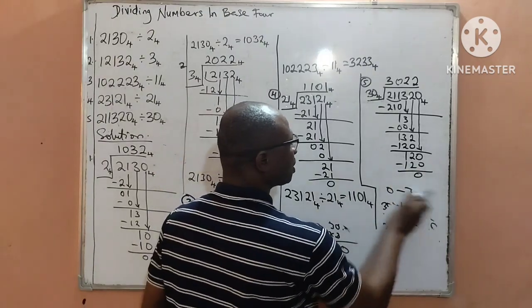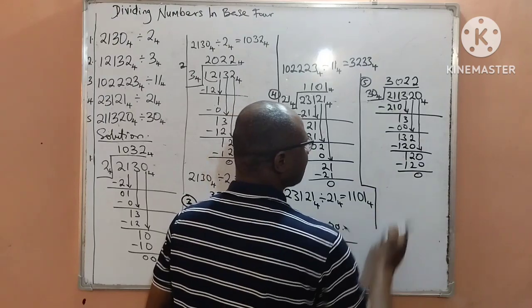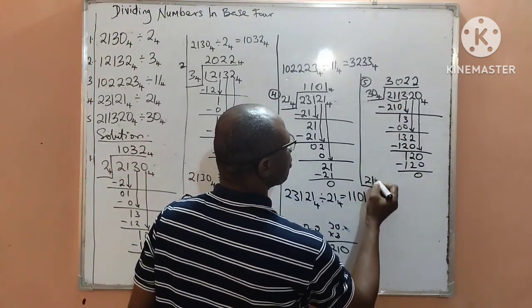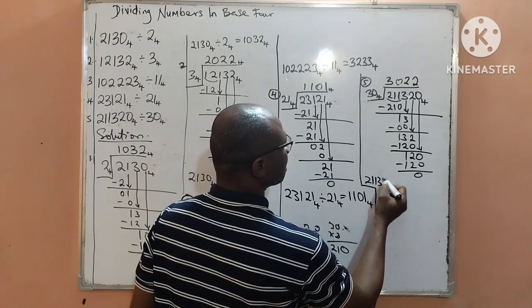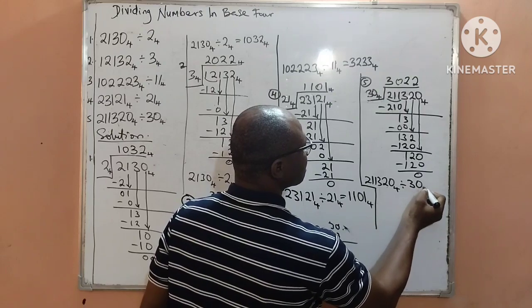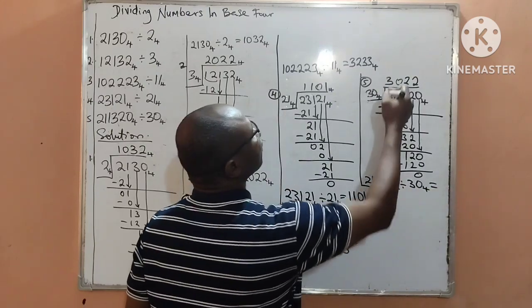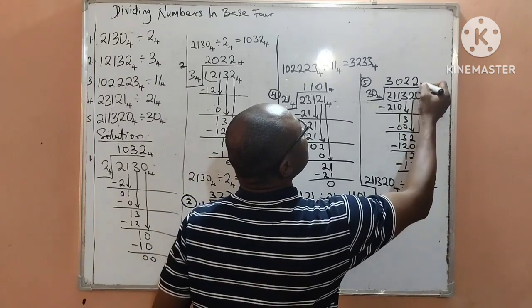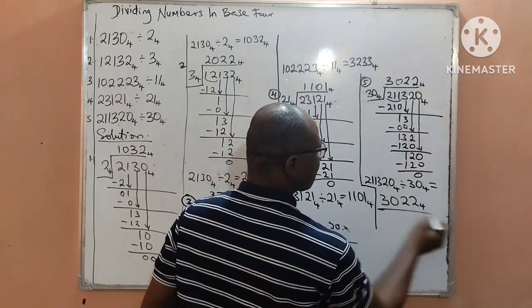In conclusion to number 5, we can now say that 211320 base 4, divided by 30 base 4, is going to give us 3022 base 4. Final answer.